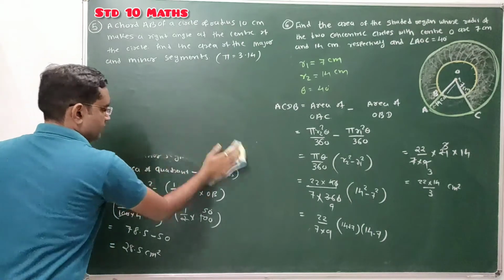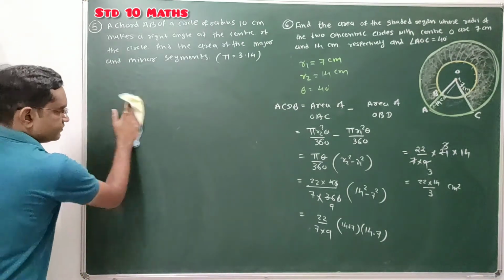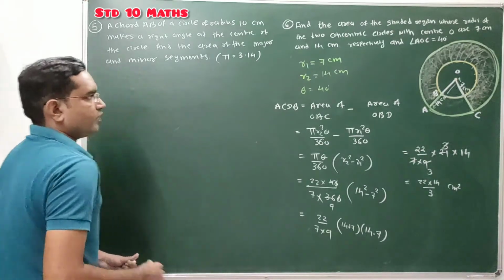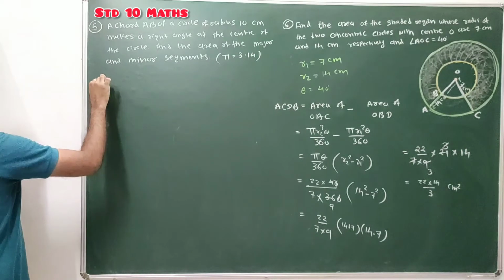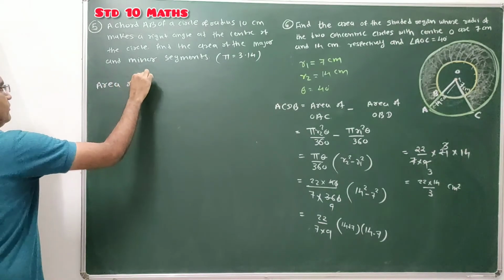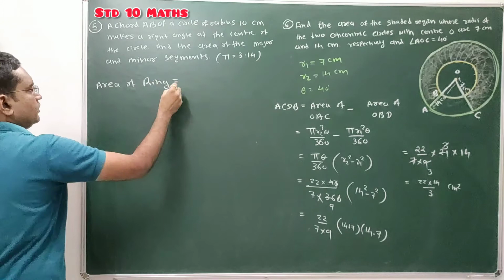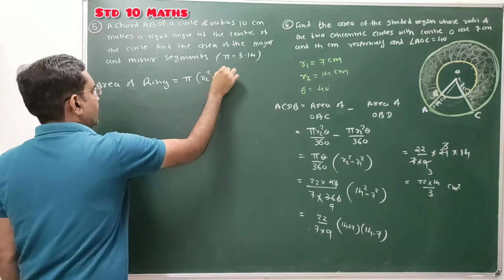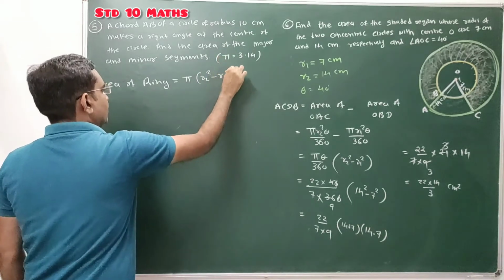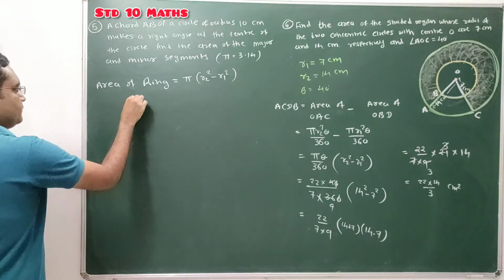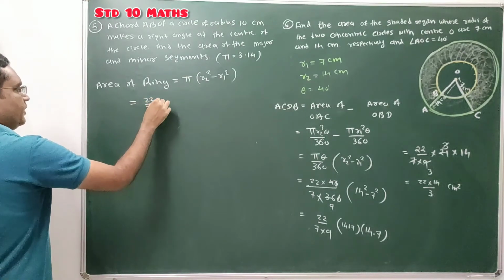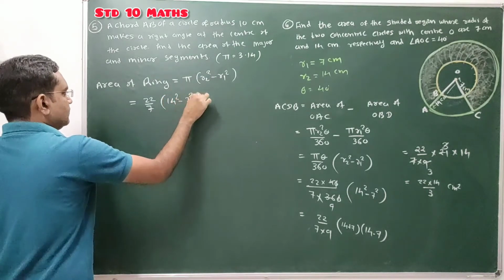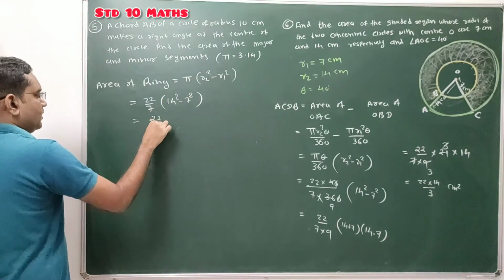So now how to find the area of the ring? Area of the outer circle minus area of the inner circle. So area of the ring is equal to pi R2 square minus pi R1 square, pi common, so it's pi times R2 square minus R1 square. Putting the value of pi as 22/7, R2 square is 14 square minus 7 square.